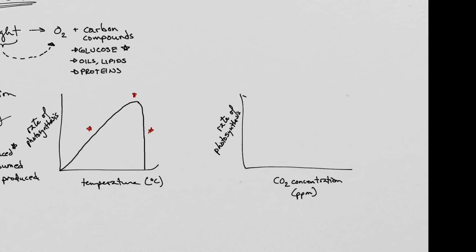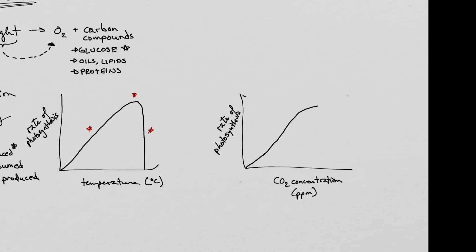So carbon dioxide is a requirement for the process of photosynthesis to happen. And so if there's no carbon dioxide there, not a lot of photosynthesis happens. And so our graph starts off really slow. And as we increase the carbon dioxide concentration, more and more photosynthesis starts to happen.